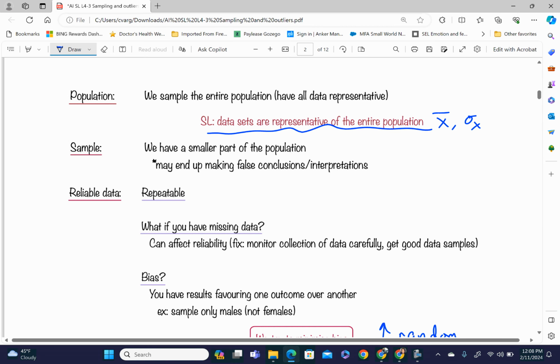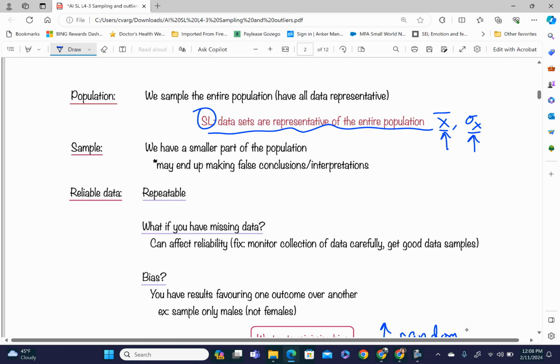So population, right? For SL, you can make an assumption that any of your data sets are going to be representative of the entire population. So we're always going to use population standard deviation and the mean for the whole population. This is not true in real life. However, for SL, which is what we are, we're going to use data sets as representative of the whole population, which is why we're going to use the population standard deviation and the mean for the population.